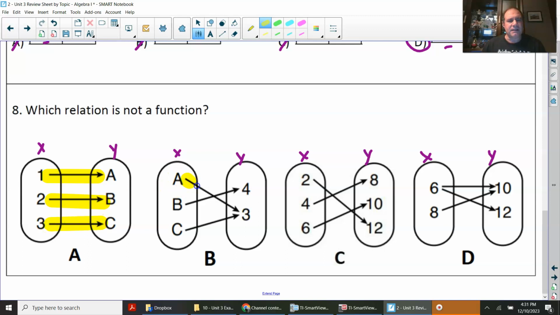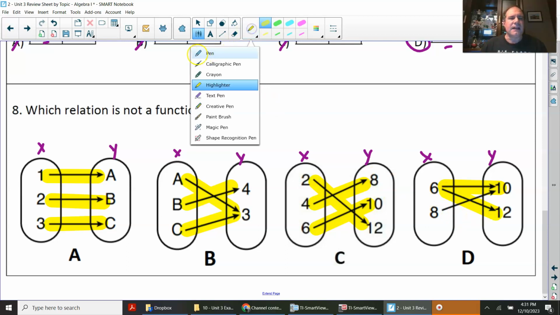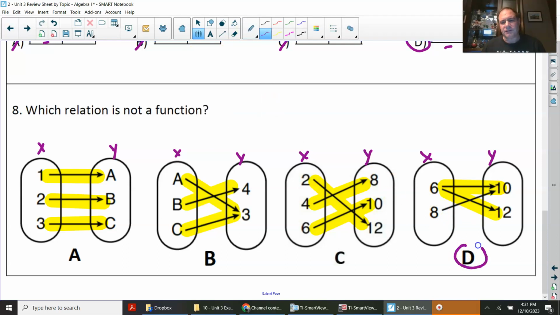There's no repeating there. A goes to 3, b goes to 4, c goes to 4. There's no repeating there. 2 goes to 12, 4 goes to 8, 6 goes to 10. There's no repeating. 6 goes to 10 and 6 goes to 12. We'll stop right there. That is not a function. 6 can't go to 10 and go to 12 at that same time.